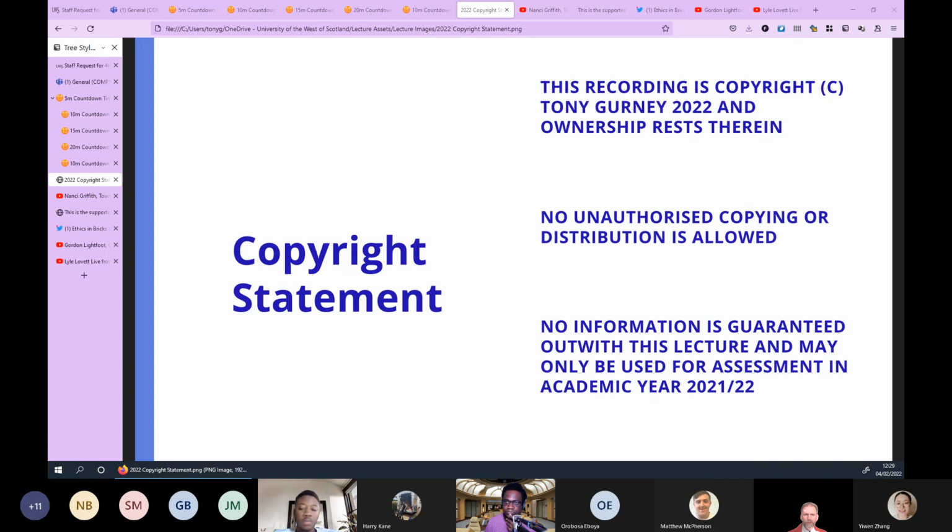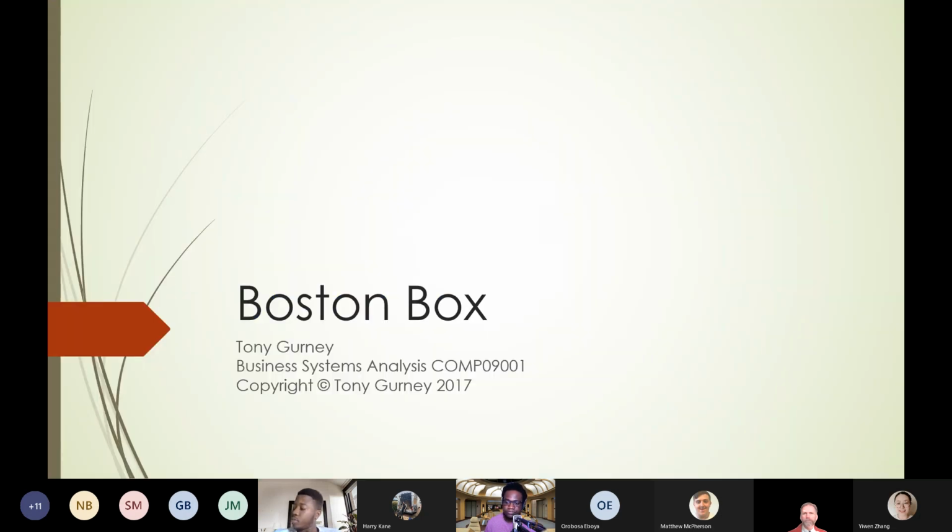Okay, I think we'll do one last one. This is something called a Boston box. And the idea is to look at your business and try and figure out the relative value of each of the strands of that business. What does each bit bring to the whole?